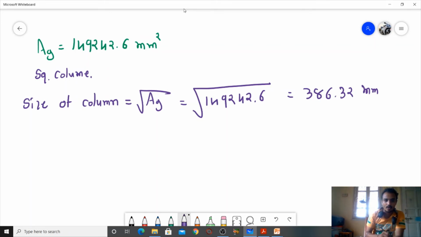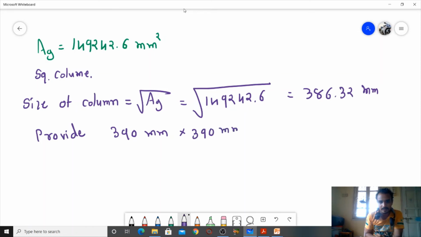So we can provide 390 mm by 390 mm size of column. Okay, this is the size of the column. Now we can design the structure.